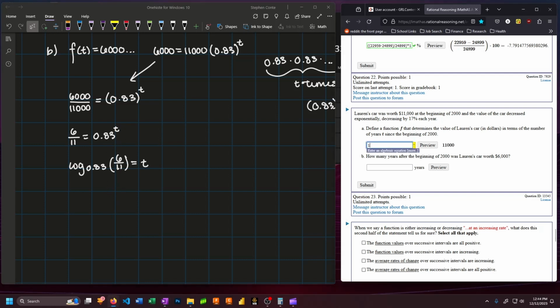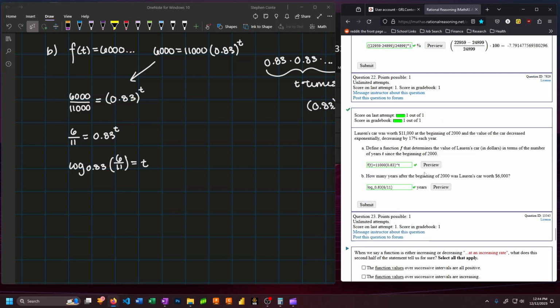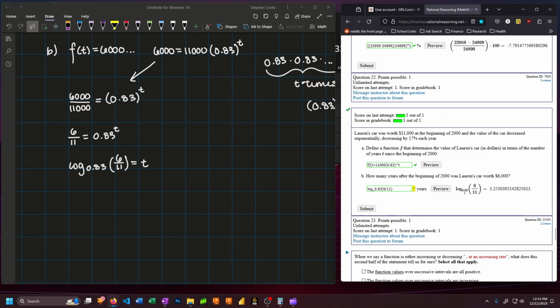So first of all, let's input what the function is. We said f of t is equal to 11,000 times 0.83 to the power of t. And now we want to know, what's log base 0.83 of 6 over 11? Well, this is going to be 3.25 years. So really it's going to take 4 years, because you could say 3.25 years. That's fine. So t is going to be roughly 3.253 years. So that's a really quick reduction in value for a car.